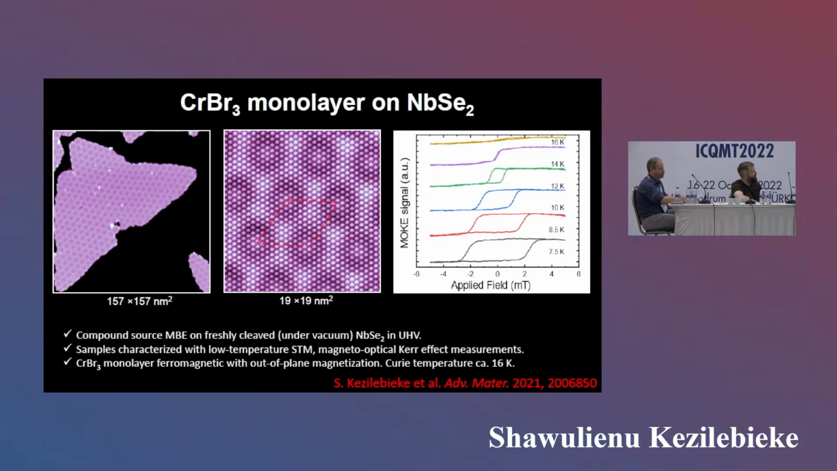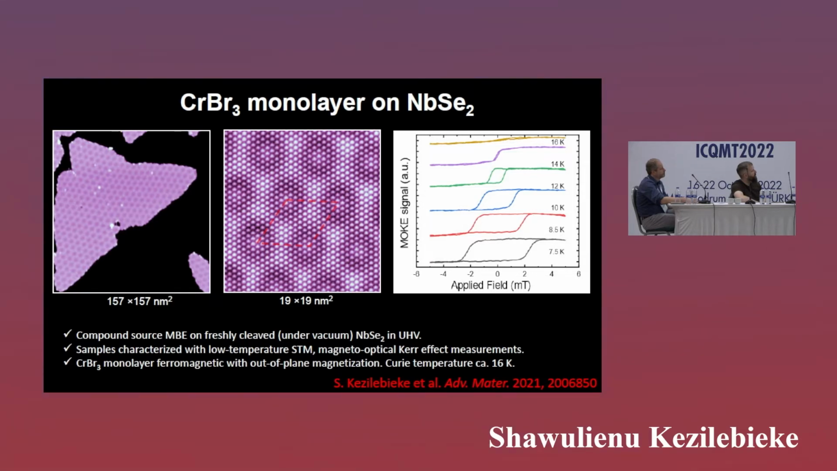So this is how monolayer chromium bromide looks on niobium diselenide. We use molecular beam epitaxy to grow our samples, and as you can see, these are STM topographic images, and here is a zoom-in with atomic resolution of the monolayer chromium bromide. Besides the atomic resolution, you can also see some patterns, called moiré patterns, which basically come from the lattice mismatch between these two different materials.